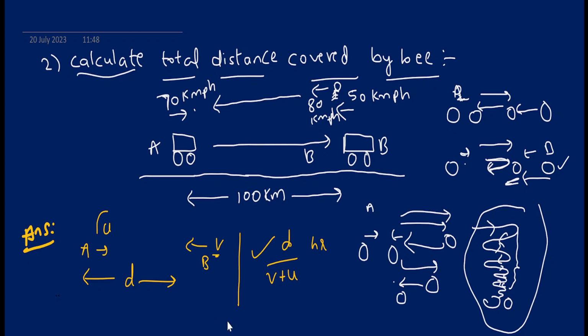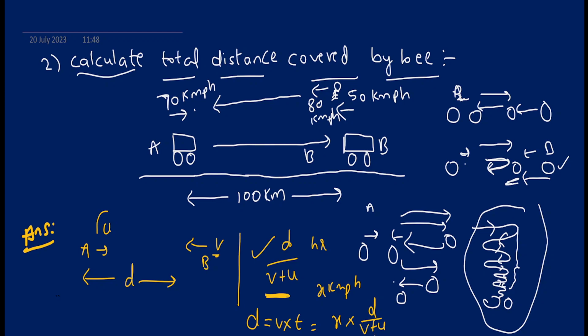If you clearly observe, let's say the speed of the honeybee is some x kmph. The honeybee is always in a traveling state in these hours. So it must travel a distance of its velocity into time. What is its velocity? x. And what is the time? d by (v plus u). So after this much time, the two trains will collide.